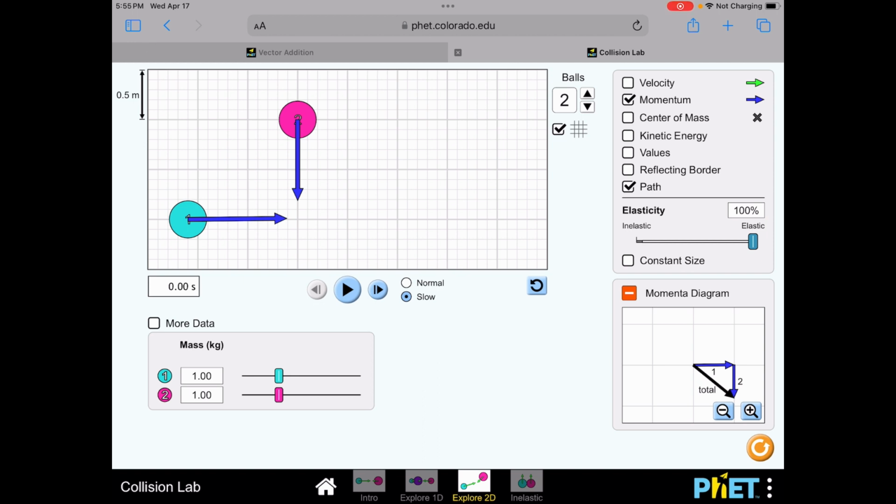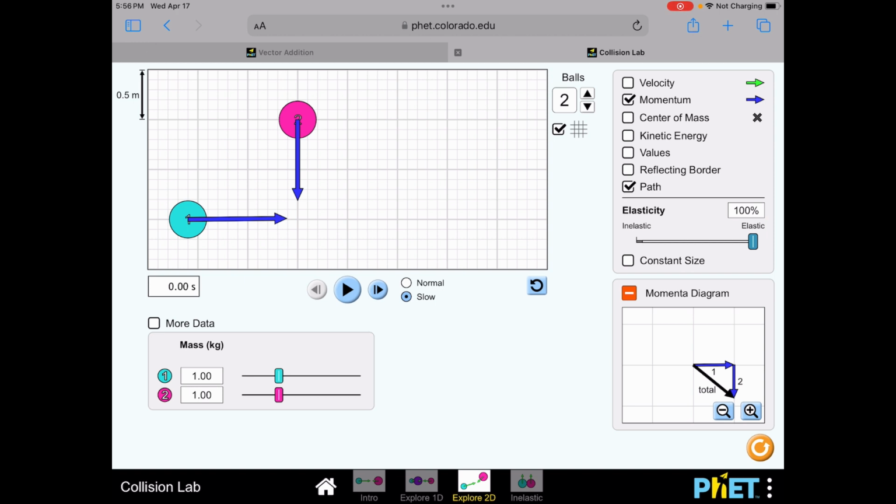So if we think about what our total momentum would look like right now, okay, we've got momentum to the right and momentum downward, right? And if we were to add those two, we know, okay, overall the total momentum in this system is kind of downy righty, right? Its x component is to the right, its y component is downward.